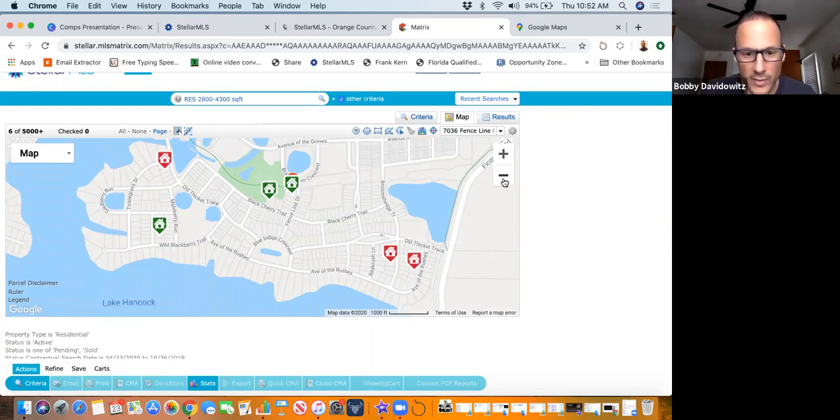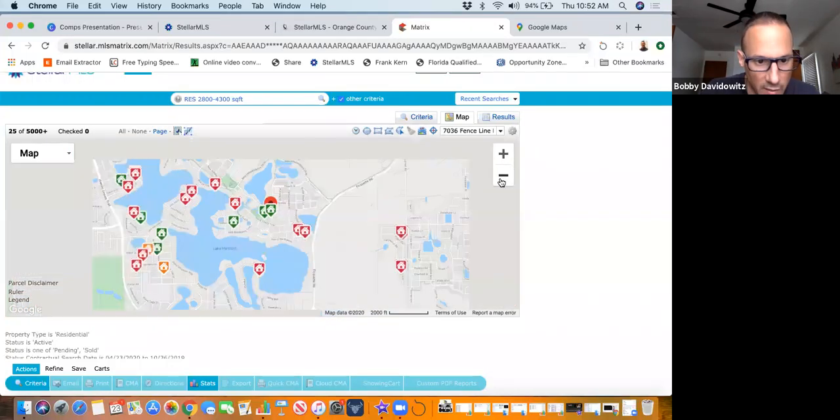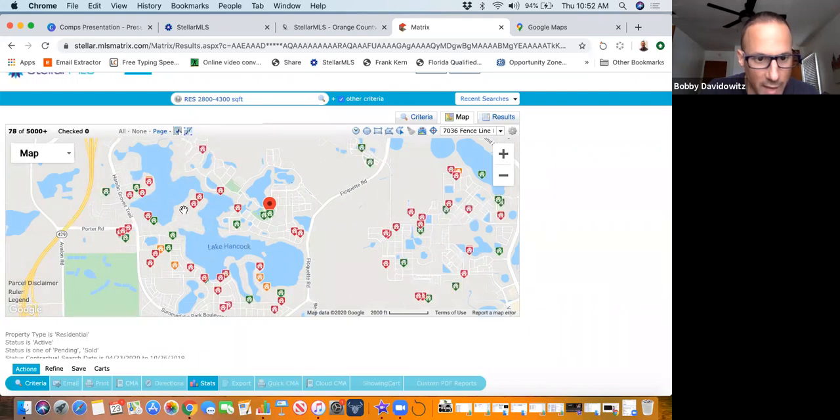Now I can kind of zoom out and see if I see more things happening. But my issue here is that I gotta figure out if all these properties are part of the same neighborhood. So I don't want to be going out, let's say, to this section over here and this be a totally different neighborhood. Now it seems to me that this neighborhood here is all part of kind of the same area around Lake Hancock, but you can see some price disparities here, can't you?